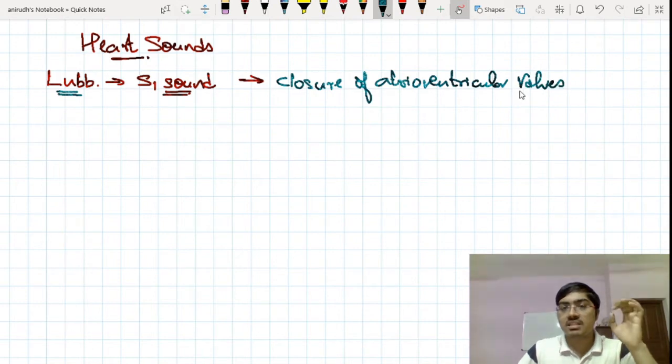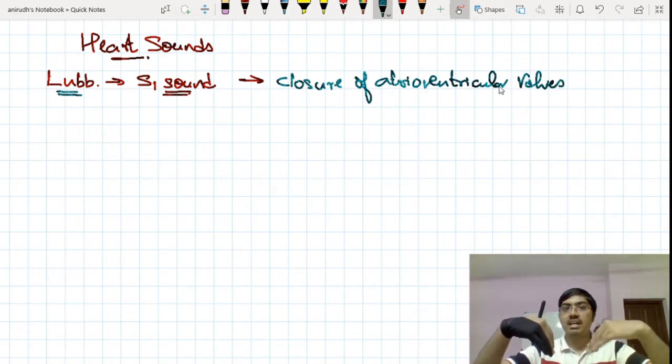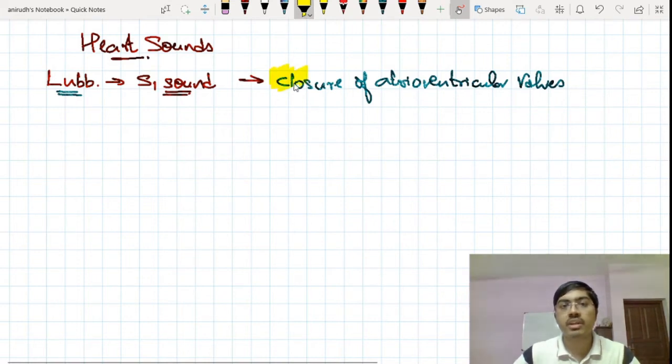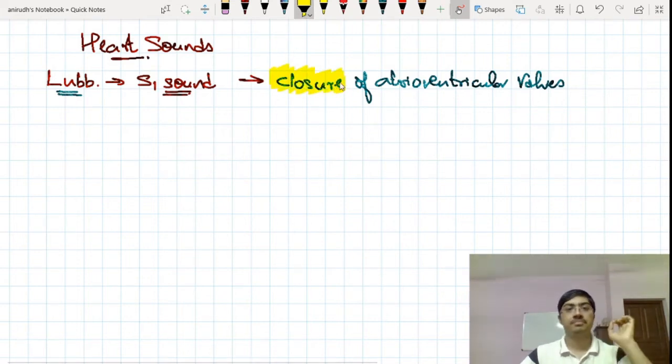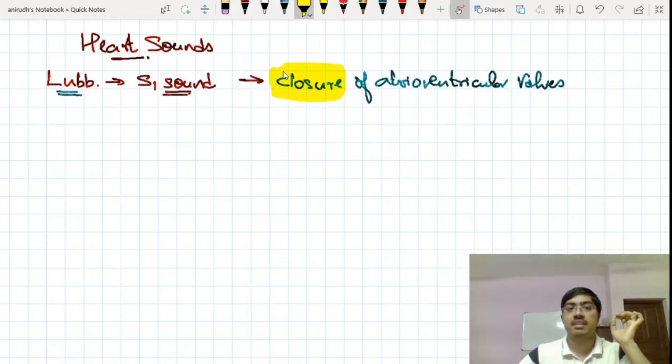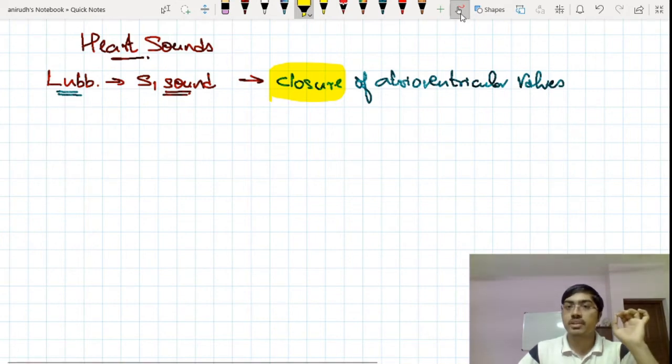That means when the tricuspid valve and the mitral valve close, this is very important. It is not during the opening of a valve that you get a sound. Heart sounds are produced during the closure of these particular valves. Very important point. So this is during the closure of the atrioventricular valves.